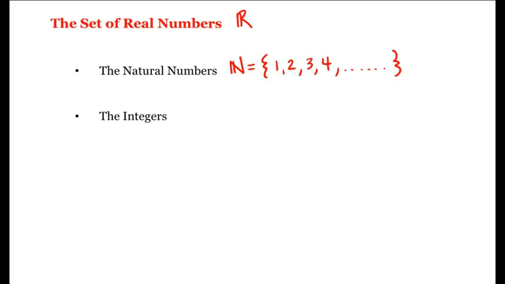The second subset to consider is what we call the integers. The integers are all these natural numbers together with their negatives and 0. And we represent the set of integers by a capital Z. So Z is all the negative natural numbers, together with 0.